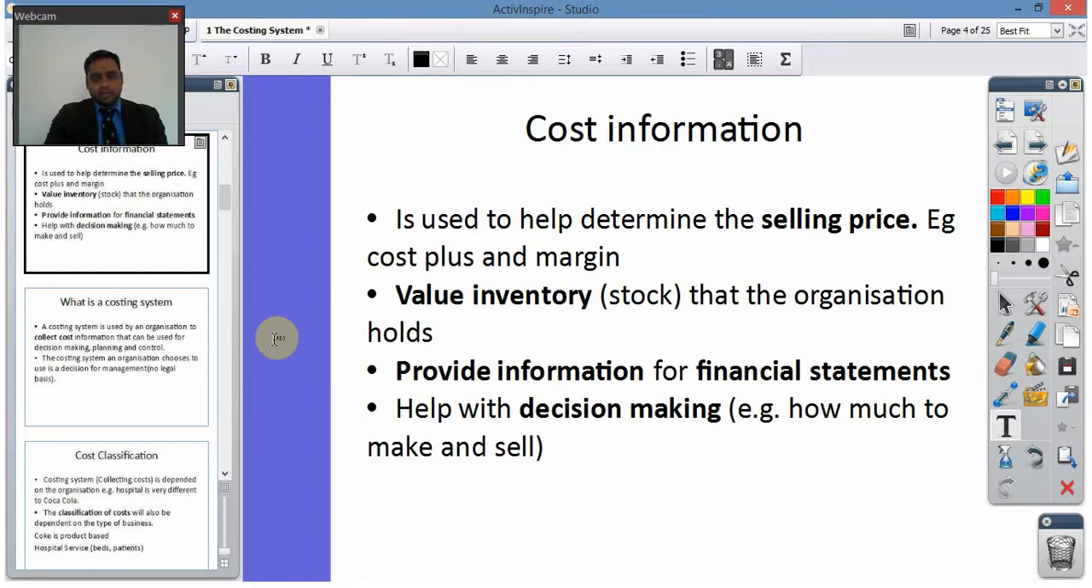We're going to come on to margin as well, so I'm going to look at that in subsequent units, but cost plus is a little bit more simple than margin, but they're both similar concepts.